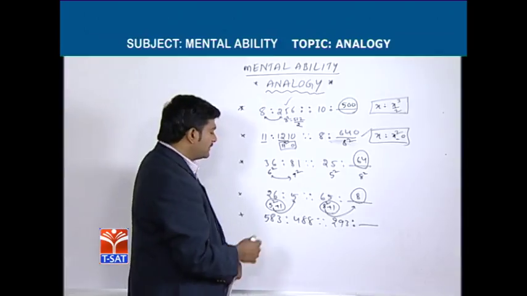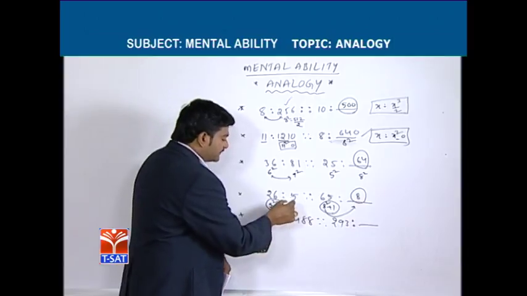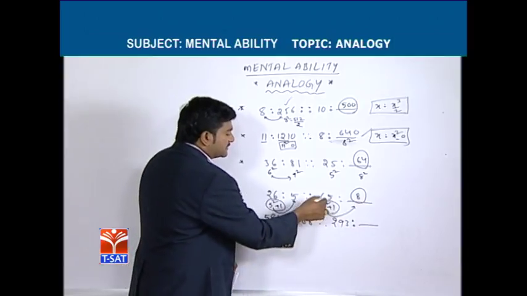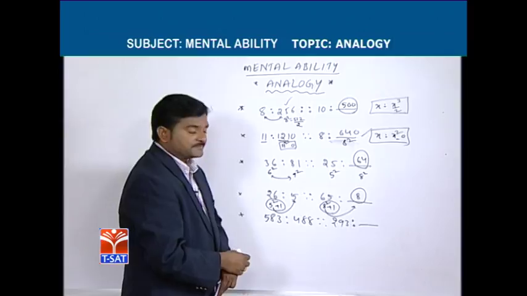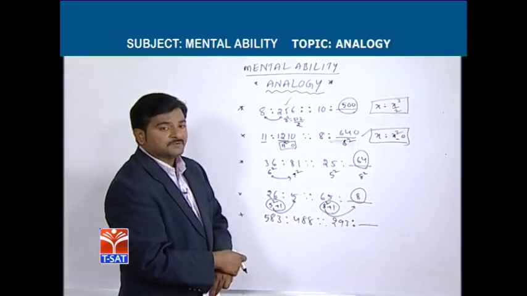I am getting 8. Okay. Once again, 26 means 5 square plus 1, writing this 5 here. Similarly, 65 means 8 square plus 1, writing this 8 in the given blank. Hence the answer for the given question is 8.